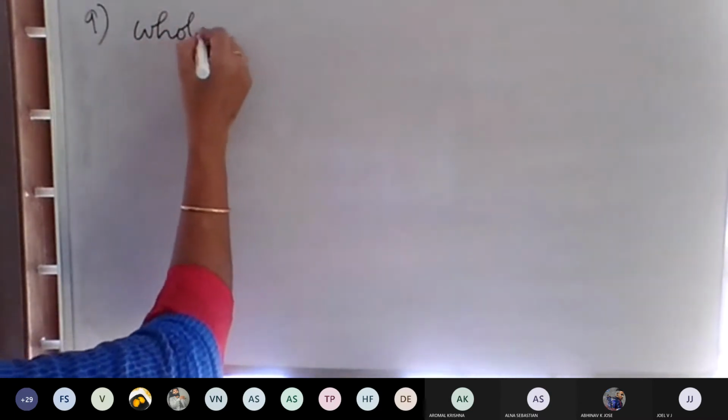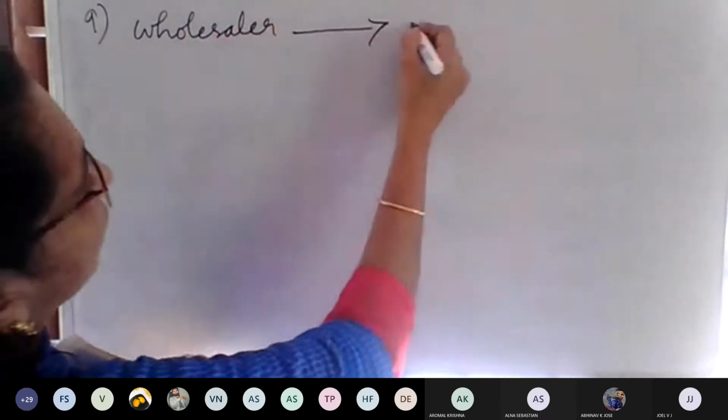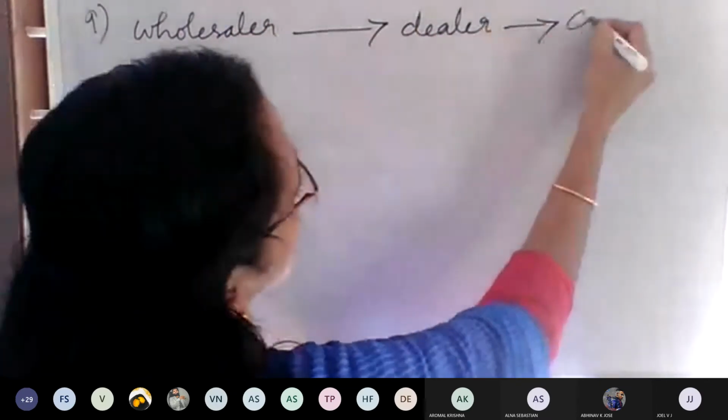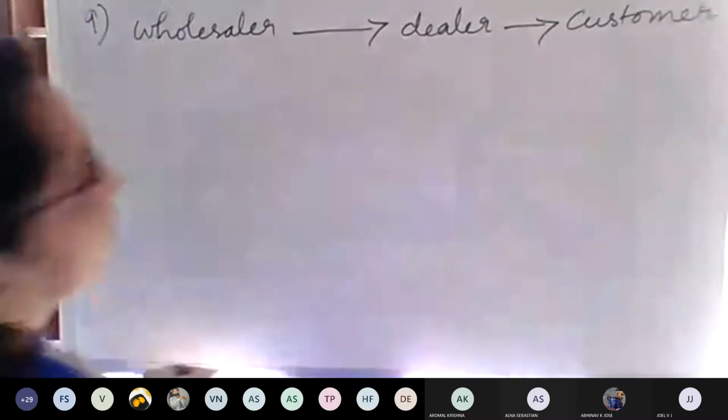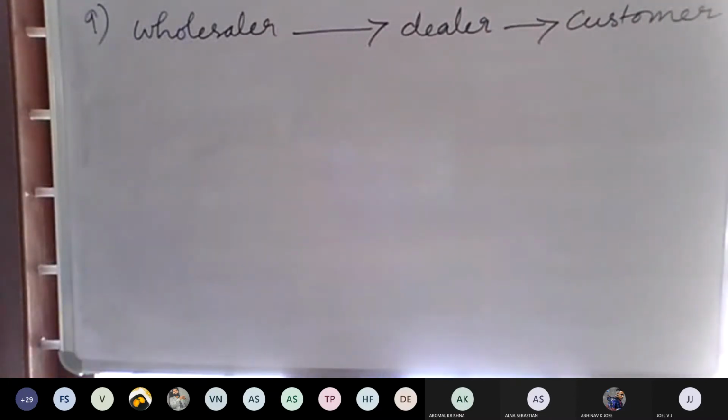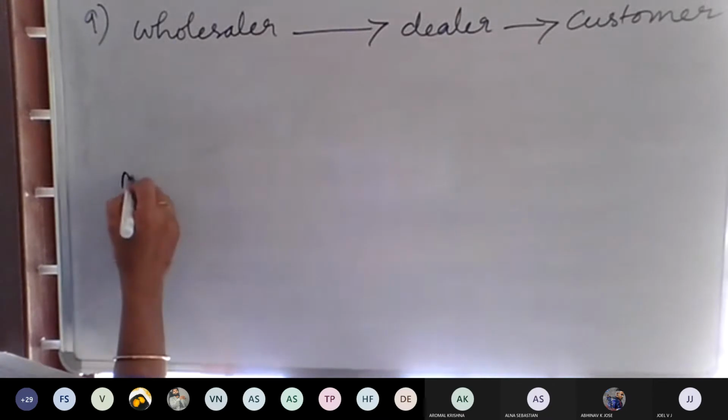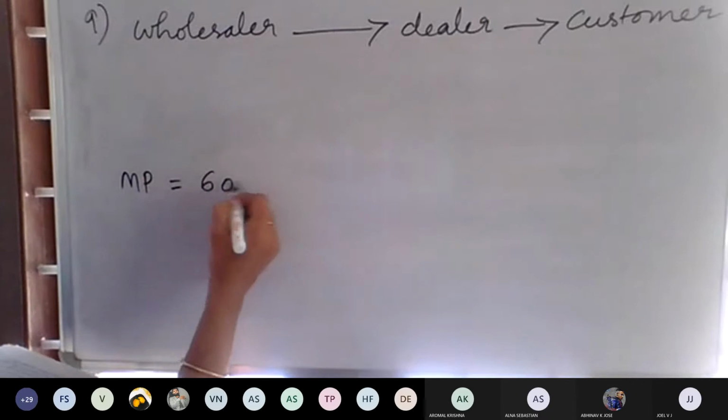So, marked price of an article is 6,000. Wholesaler sells to a dealer and then to the customer. So the transaction is between the wholesaler, then the dealer, then the customer. Marked price of an article is 6,000.